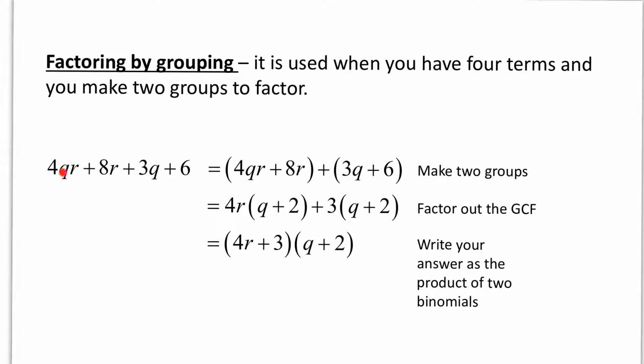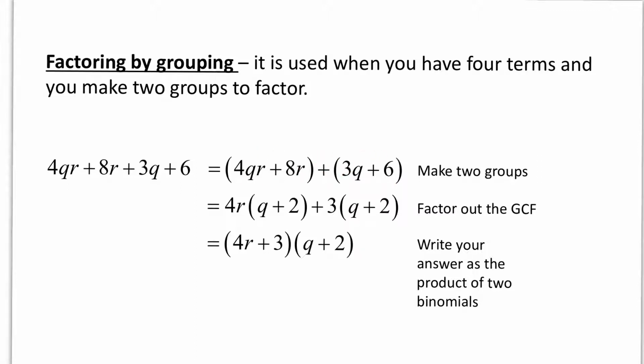I give you an example here, and the work is already done for you. You will have a quadrinomial. So this is a quadrinomial. There's 1, 2, 3, 4 terms. So to factor by grouping, step number 1, you are going to make 2 groups. To make 2 groups, you're going to have 2 parentheses added to each other. So notice 2 parentheses with the plus in the middle.